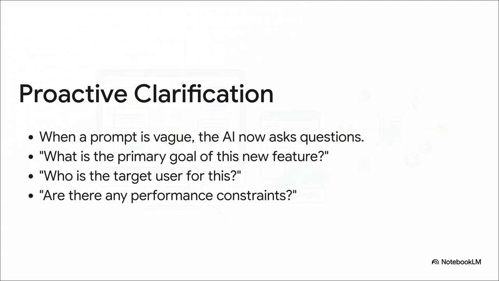Well, not anymore. Now, when you give it a vague prompt, it doesn't just guess. It comes back to you with smart, clarifying questions. It'll ask things like, okay, what's the main goal here? Or who is this for? This back and forth ensures it really understands what you want before it starts writing a single line of code. It's a huge leap forward.